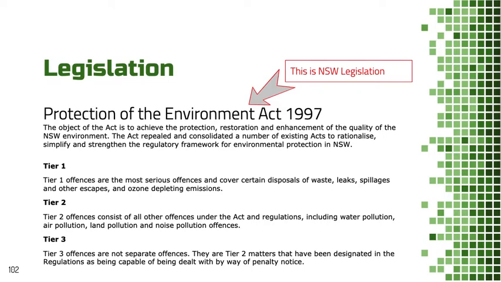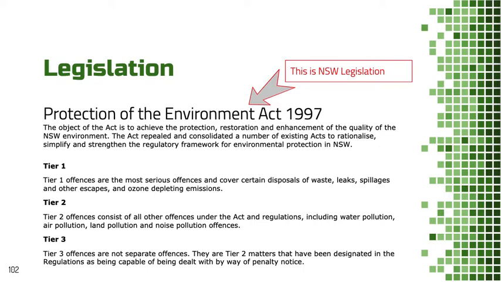Tier 2 are the middle level offences. These are all of the other offences under the Act and under the regulations. They include things like polluting the water, polluting the air, land pollution, noise pollution offences, etc. These are categorised as strict liability offences, and basically what that means is you don't need to be prosecuted to prove your intent. The expectation was that you considered water pollution and air pollution in your processes, and therefore, if you fail to comply, it's a tier 2 offence.